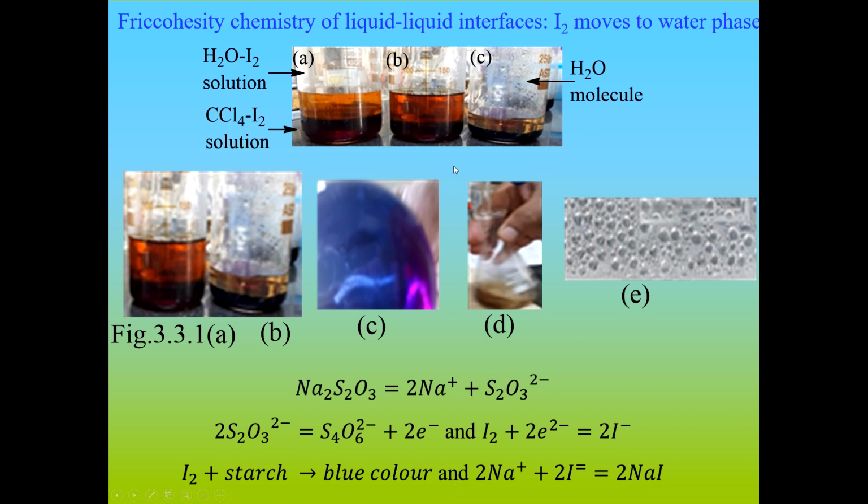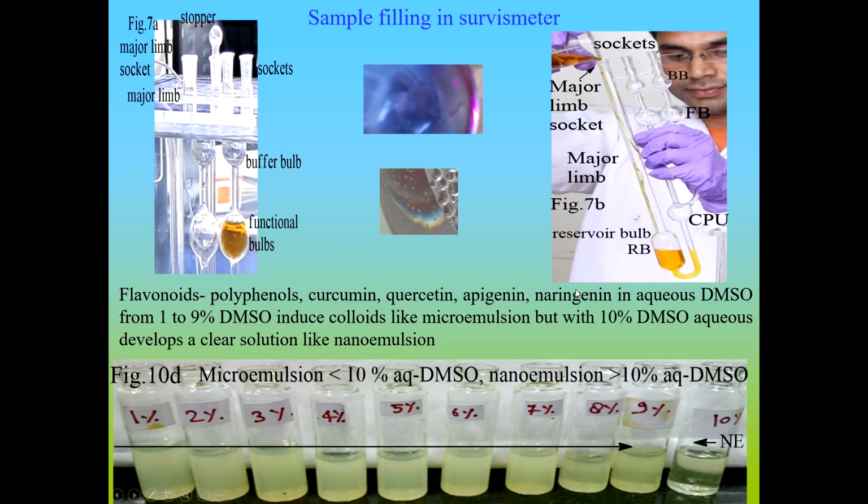Now, same thing. Why is this iodine separated? It goes from the carbon tetrachloride to this water, because though it is mild, it has a tendency. It has a capacity to be adhered by the water. That's why it goes. And this whole science, you can easily understand. Now same thing, I have already explained this.